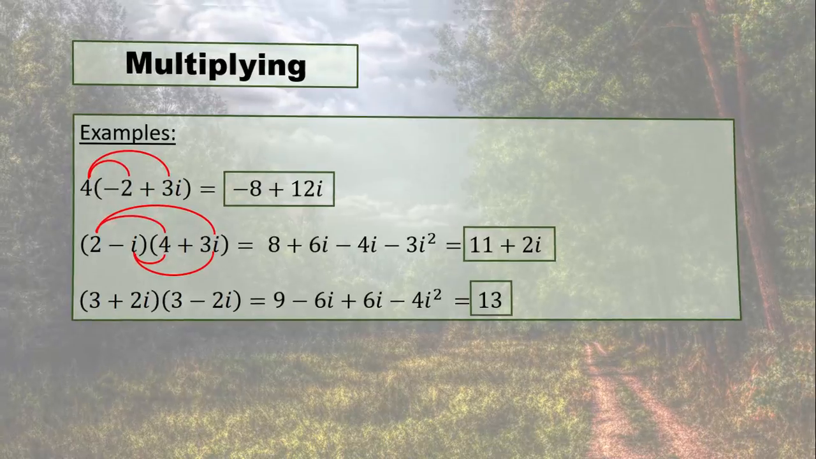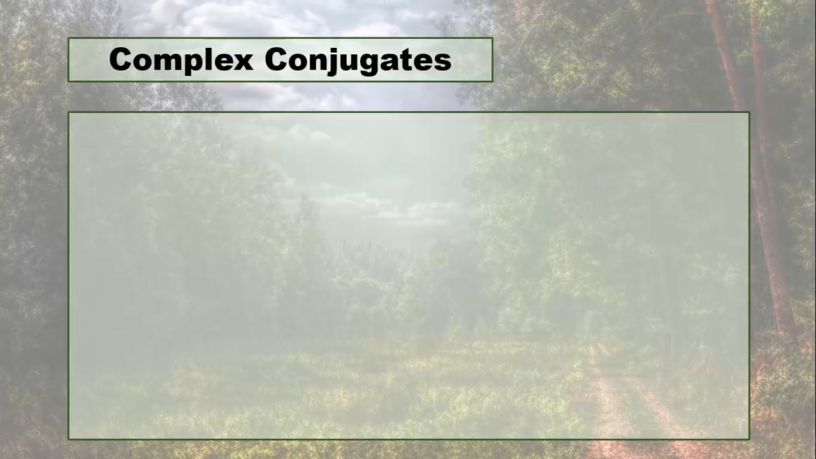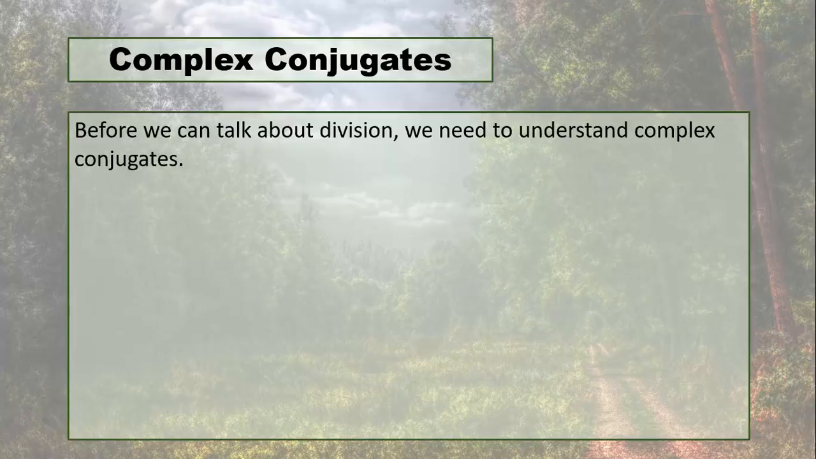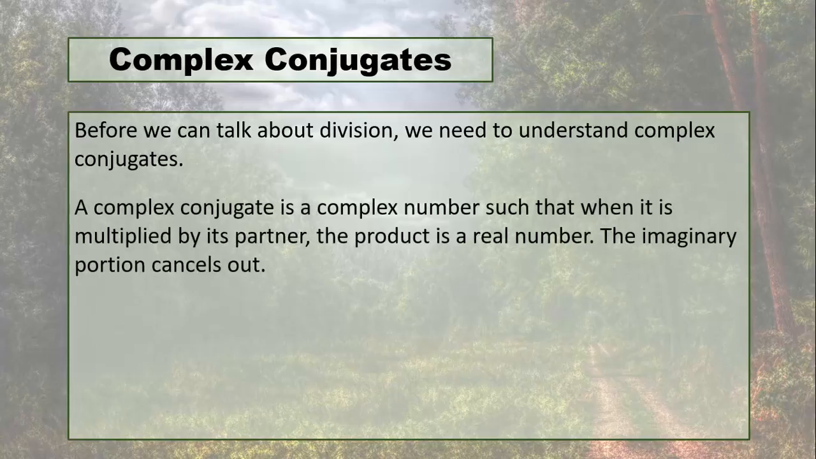Let's talk about complex conjugates. The reason we have to talk about complex conjugates is because we need it for division. You'll see why in a second. A complex conjugate is a complex number such that when it is multiplied by its partner, the product is a real number. The imaginary portion ends up canceling out.